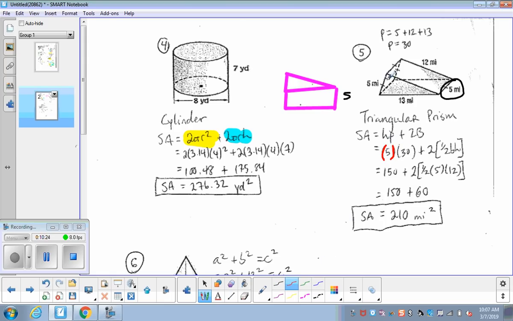Now the perimeter of the base is going to be this 5 plus this 13 plus this 12, and that's 30. So that's where I got this 30. And then we just multiply and we get 150. Now we're going to find the area of that triangle, and it's half base times height. The base is this 5, and the height is actually this 12. So 5 times 12 is 60. Cut it in half, you're at 30. Then double it because there's a top and a bottom, so you're back to 60. So when you cover this shape up, we get 210.